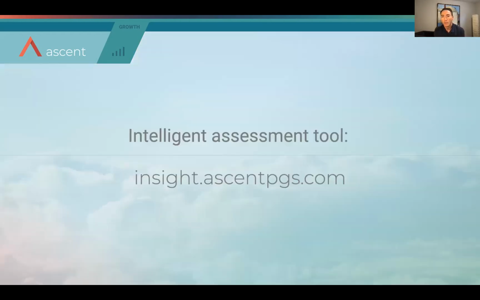Now, what we're going to do is run the assessment on your own practice. If you want to grab your phone, you're going to go to insight.ascentpgs.com. What we're going to do is pull some information in your area, find out your estimated cost per click, look at your data path, just kind of that same thing I showed you earlier, so you can see what that's going to mean for you. So again, that's insight.ascentpgs.com.